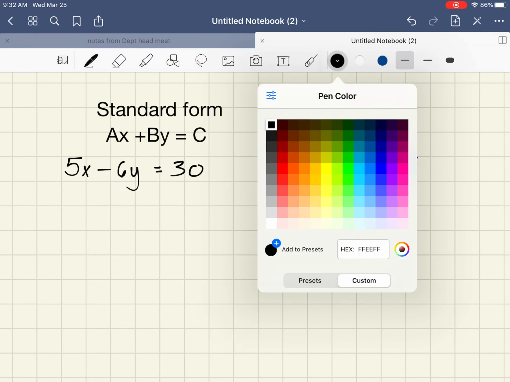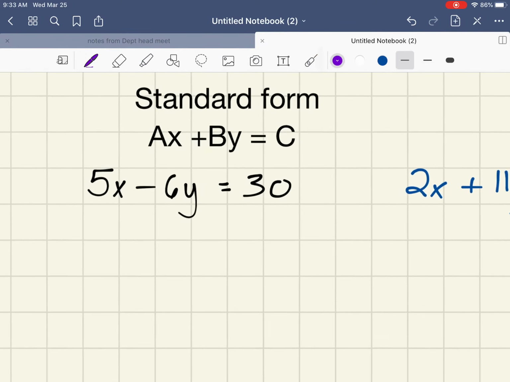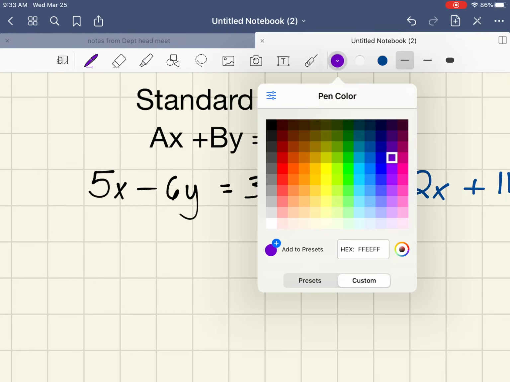This is a lesson on how to find the x and y intercepts from standard form. So when you have standard form, it is ax plus by equals c. The a value is the coefficient of the x term, the b is the coefficient of the y term, and the c is the constant. So I'm going to show you the long way, and I'm going to show you my shortcut.